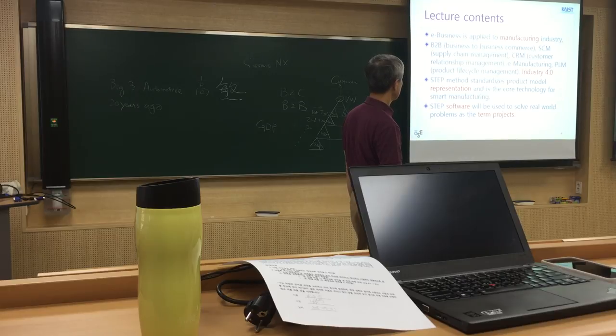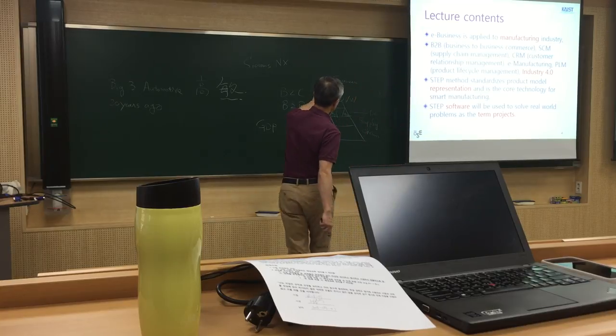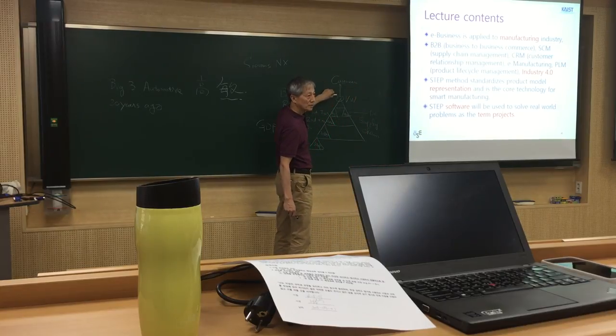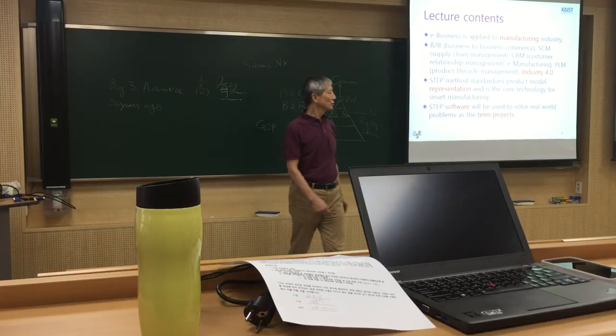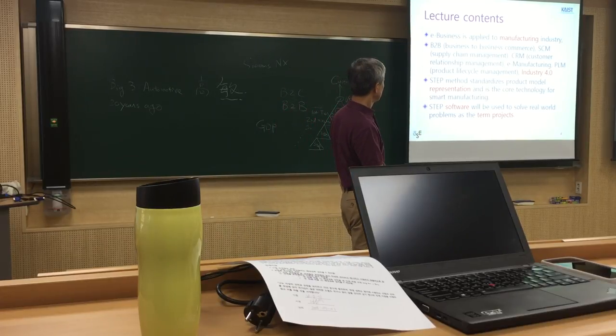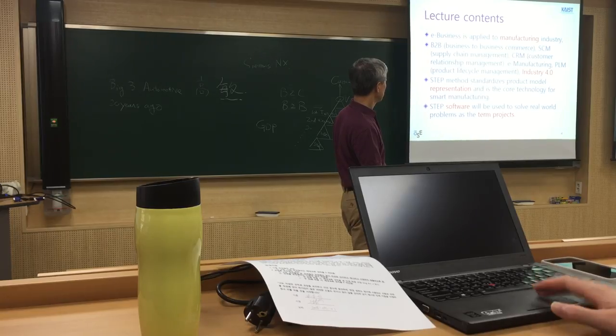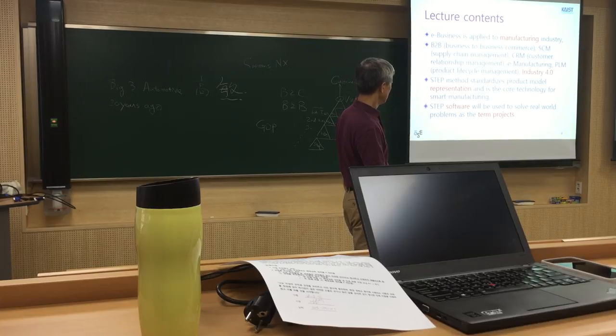Applied manufacturing, so you can say e-manufacturing, B2B, supply chain management, already done, and customer relationship management. So there's a customer. This relationship is very important, more important nowadays than before. So you need special software for management. Manufacturing, product lifecycle management, industrial control, and standard service, standard docs, product model. What is a product model?